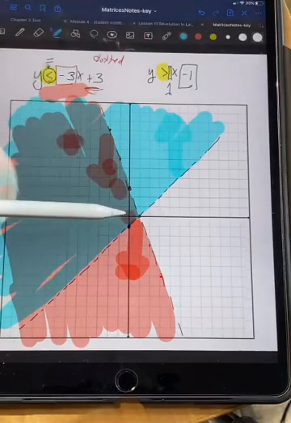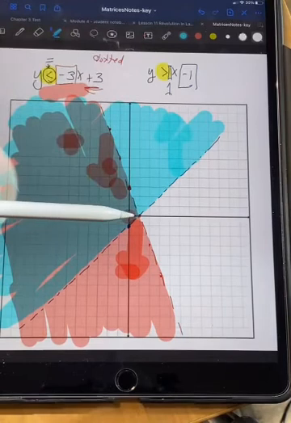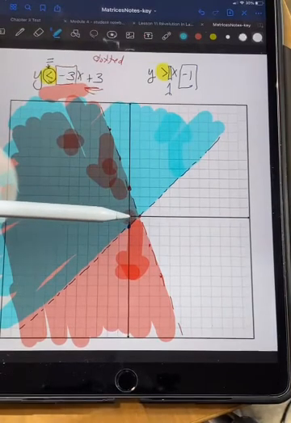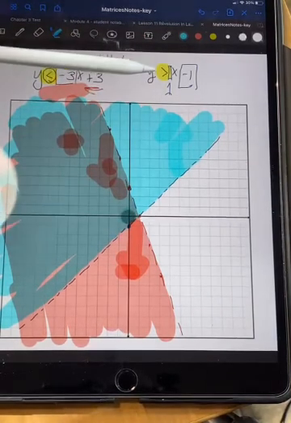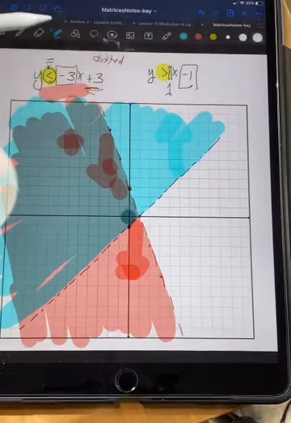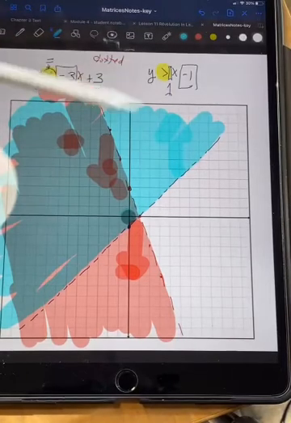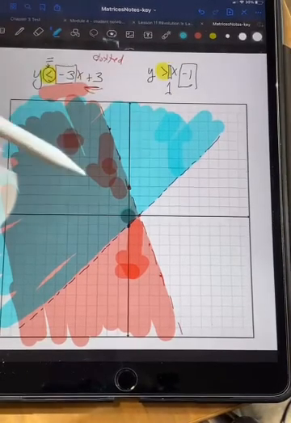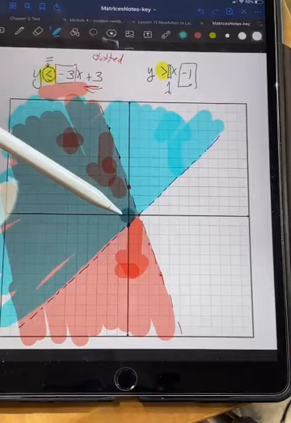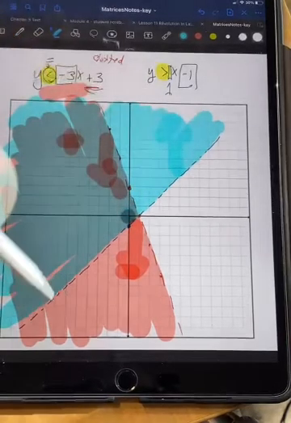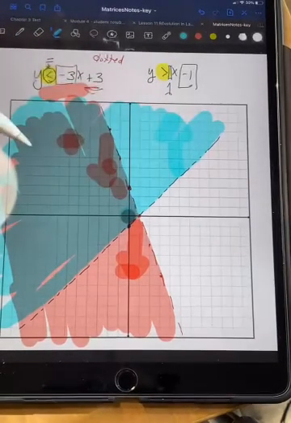Then I'm going to recheck that 0, 0 point, because it looks like 0, 0 was shaded in the blue space. So if y is 0 and x is 0, is 0 greater than -1? Yes, it is. So 0, 0 should have been shaded. Now I know that I shaded the correct side of that line.